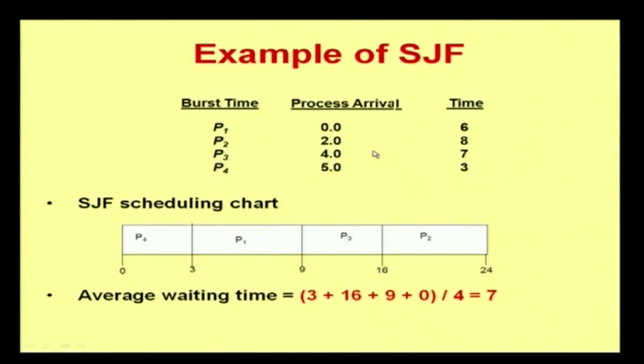So here is an example. Let us consider there are 4 different processes, P1, P2, P3 and P4. Let us consider the interval time of each process, because we are concerned with the process name and its interval time, not the other segments. Process P1 takes 6 milliseconds to complete. P2 takes 8 milliseconds. P3 takes 7 milliseconds. P4 takes 3 milliseconds.